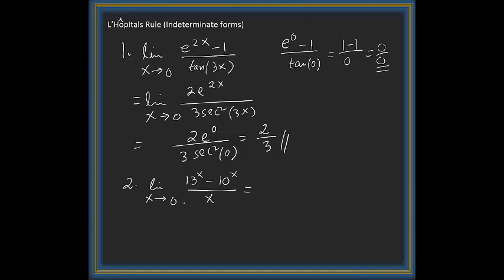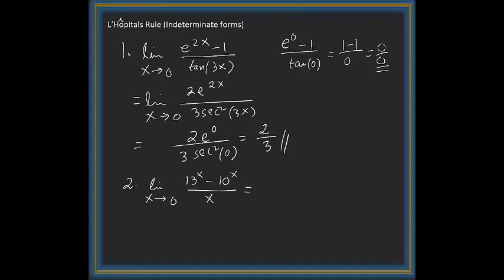Example 2. Now I have 13 to the x minus 10 to the x over x. If you plug in x equals 0, you can see 13 to the x is 1, 10 to the x is also 1. So 1 minus 1 is 0, and the denominator is 0. So the same form we are getting, 0 over 0. So in this case, L'Hopital's rule you can apply.